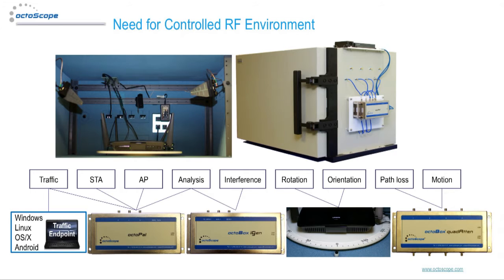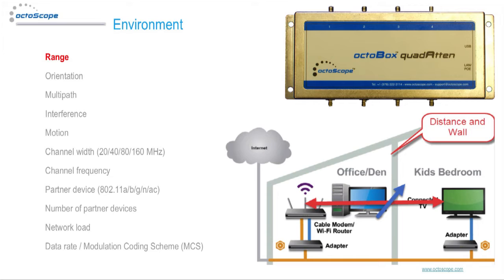This slide shows the octoBox testbed devices in the bottom row and their corresponding functionality in emulating the variables for the tests. Wireless metrics are a function of many variables. First, let's look at the RF environment.